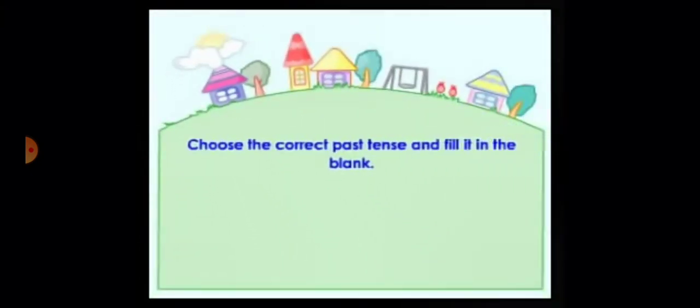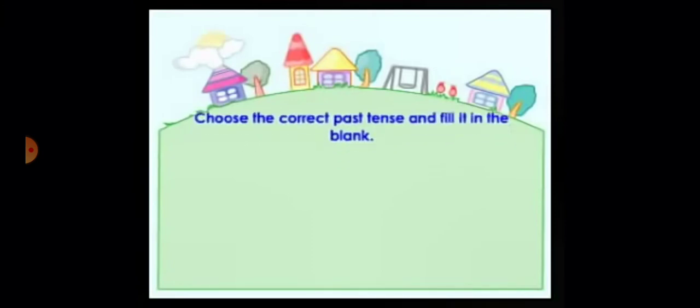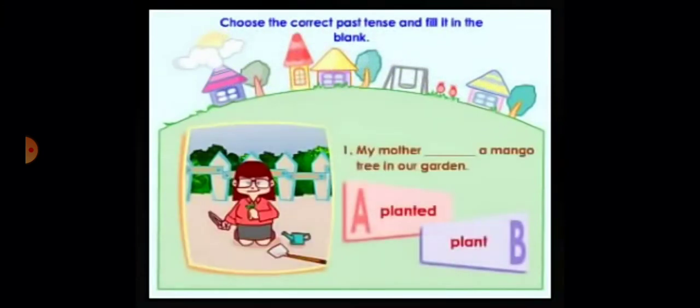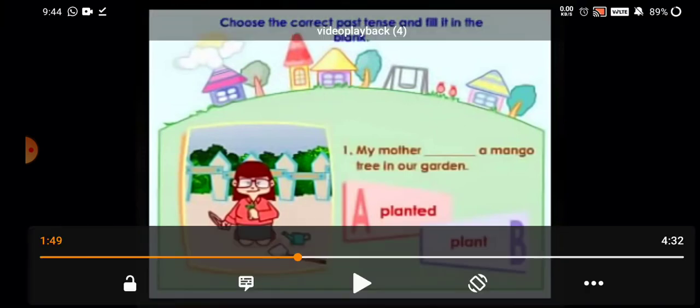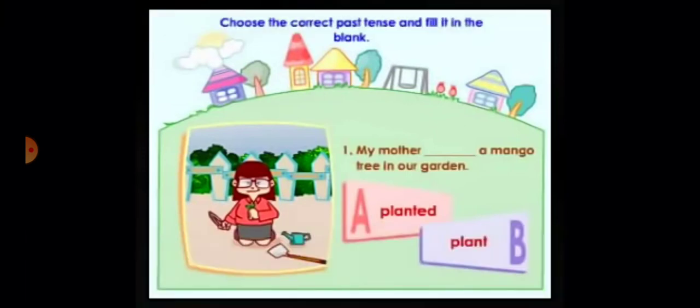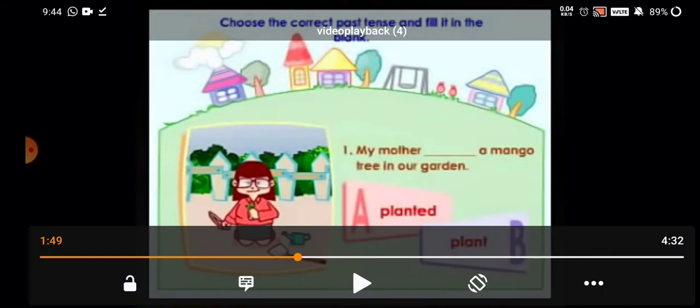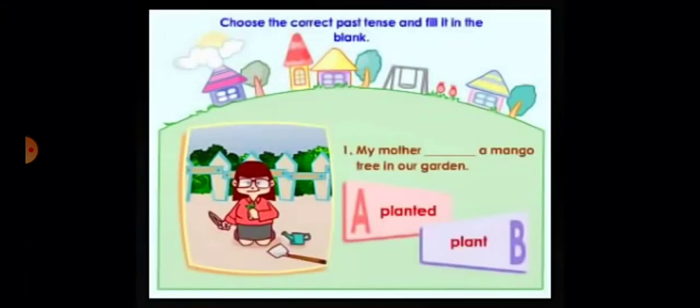Now let's solve an exercise together. So let's fill in the blanks by choosing the correct answer. First, my mother planted a mango in our garden. Plant or planted? We have to convert it into simple past tense. So it will be, my mother planted a mango tree in a garden.